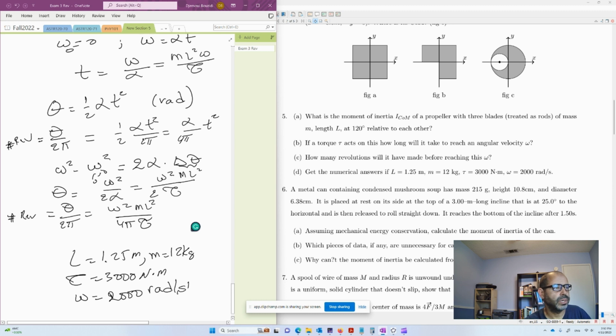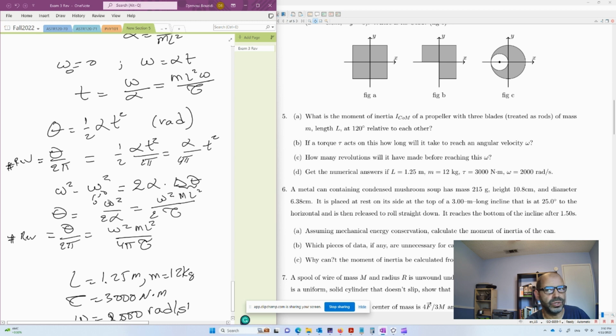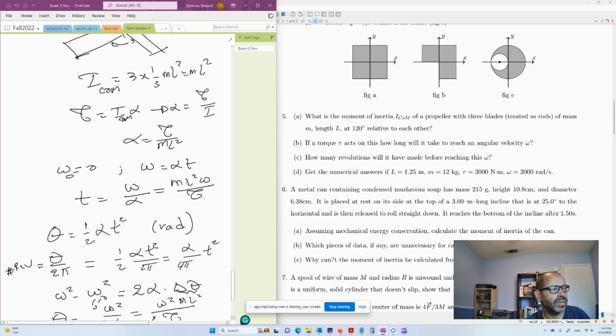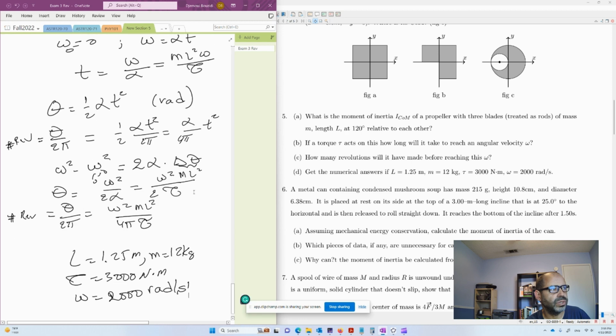per second. So basically, you have all of these values, you plug them in here. You have omega squared, which is 2,000 squared, times the mass, which is 12 kilograms, times L squared, which is 1.25 squared, divided by 4 pi times tau, and tau is 3,000 Newton meters. So you can find the number of revolutions, basically how many rotations the blade did. And also you can find the time. Again, you have the mass, you have L, you have omega, you have tau. So you can find all of these quantities.